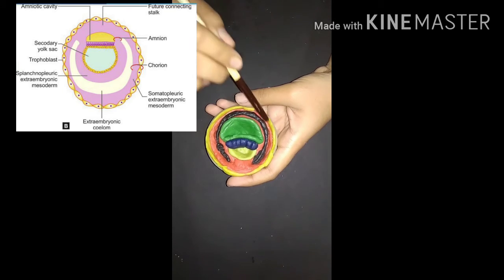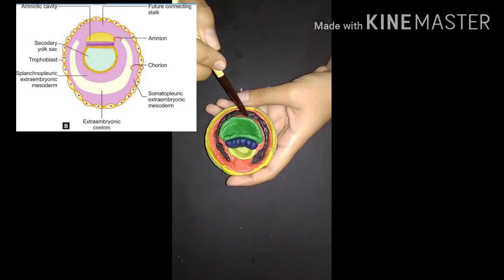Further, there is a formation of one cavity within this extraembryonic mesoderm. This black color basically represents a cavity, or the coelom, which is going to form in the extraembryonic mesoderm. So this coelom is nothing but the extraembryonic coelom.